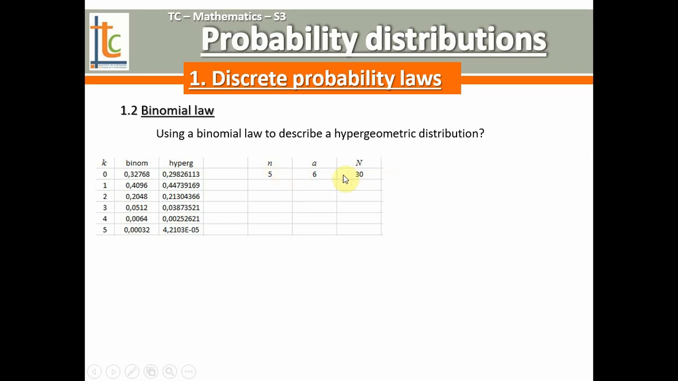You've got a population of 30 elements. Inside them, there are 6 success elements, so it's 1/5 as a proportion in the population. And you have to take 5 elements at random in this population. This way, with the binomial law, you allow repetition, and the probabilities of such numbers of successes are these ones.